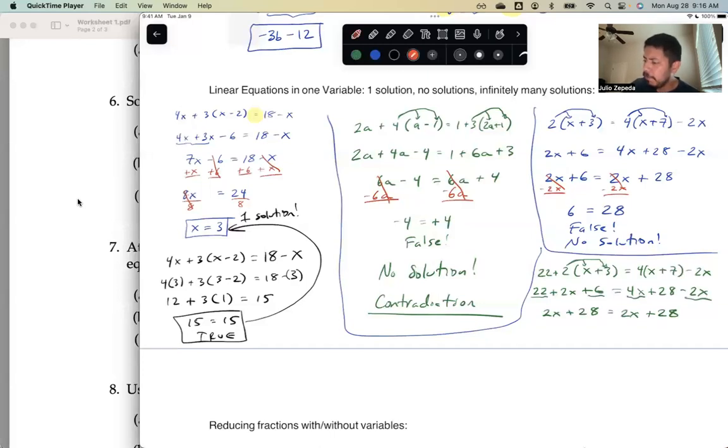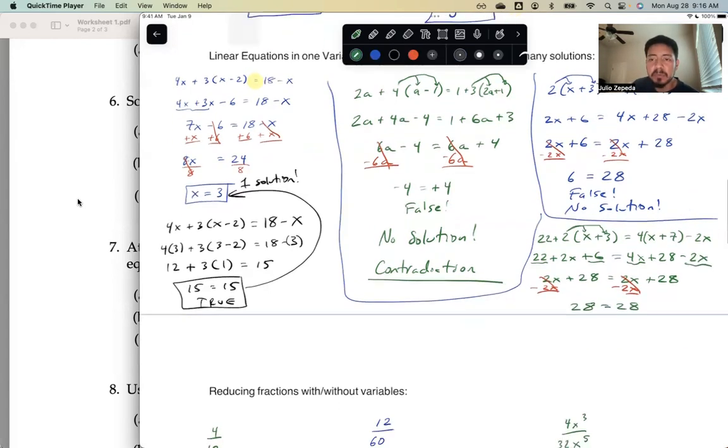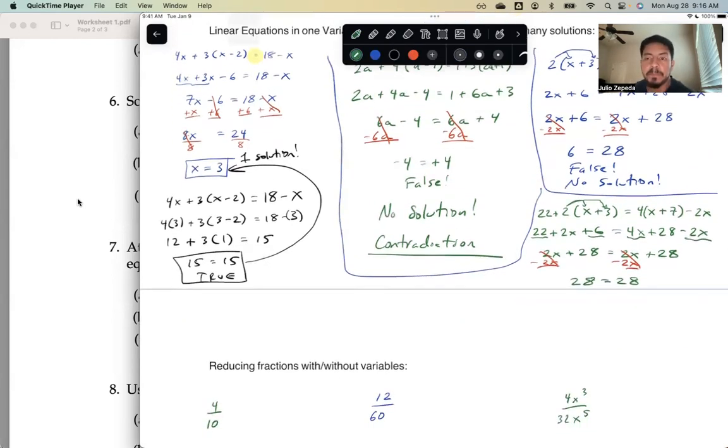So this time, if we subtract 2x on both sides, the variables still cancel each other out. But instead of getting a false statement, you get 28 equals 28. That's just true. So this implies that there are infinitely many solutions. Not only that, actually, all real numbers are solutions.